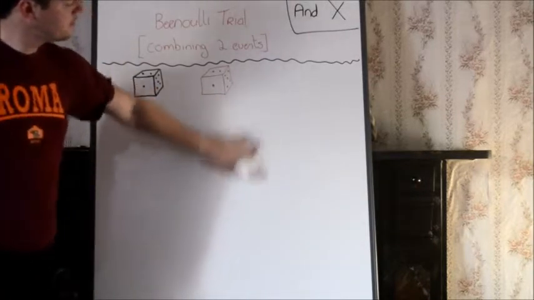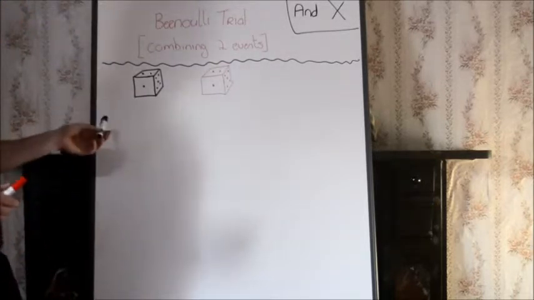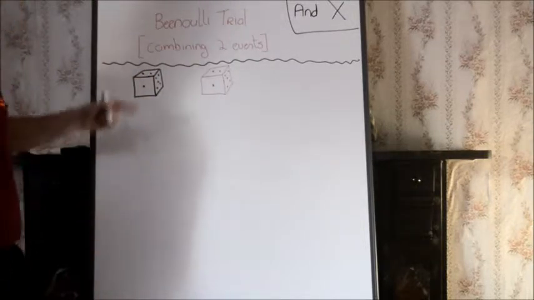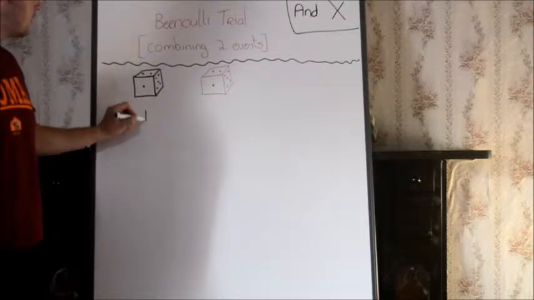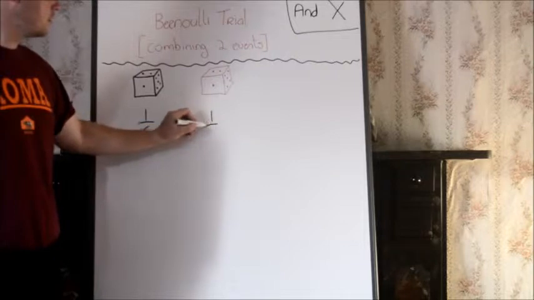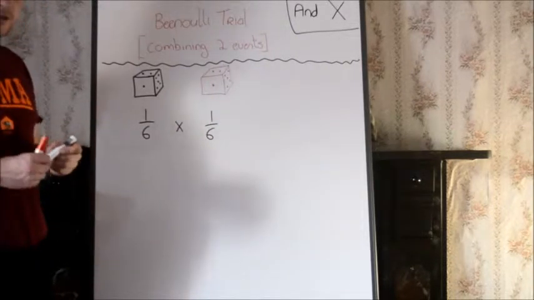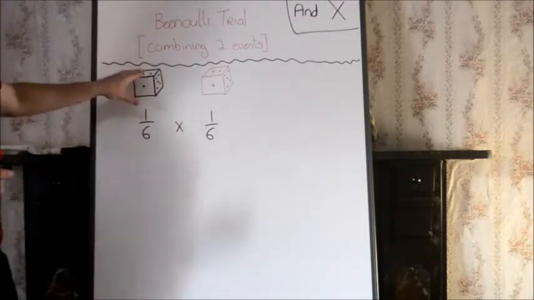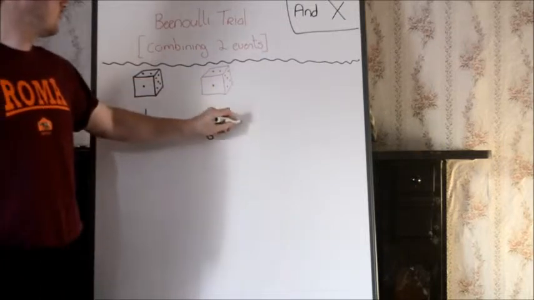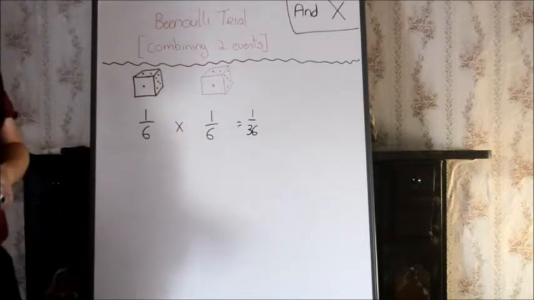What if I said, what's the probability of rolling a 2 on the black and a 3 on the red? A 2 on the black, so that's 1 chance out of 6, and on the red I had 1 chance out of 6 again. I multiply the two because remember what I said, what's the chances of me rolling something here and something here. So if we multiply the two, I get 1 chance out of 36. And again, we can change that to a decimal.